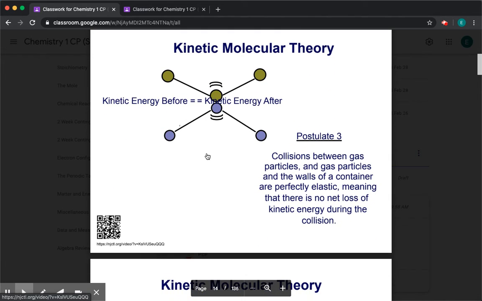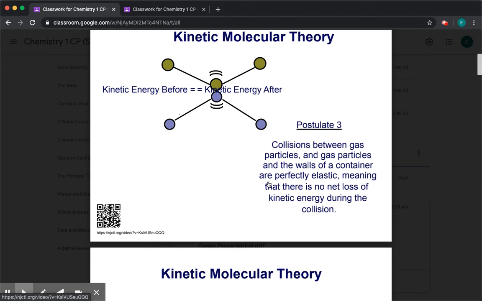Okay. Now let's go to the third postulate, or the third idea from the theory. What the third postulate states is that collisions between gases are perfectly elastic. That is a physics term. When you get to physics, you will learn about the different types of collision. There's elastic collisions and then there's inelastic collisions, okay? Inelastic collisions mean that when some things crash together, they stick together. That's an inelastic collision.